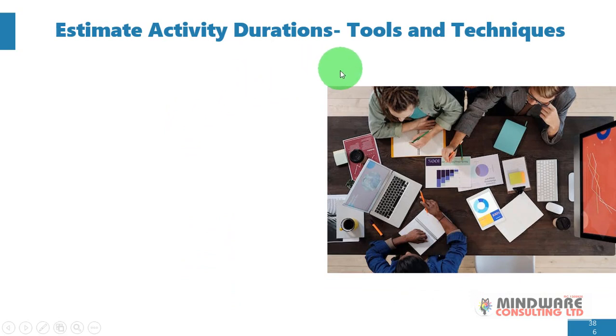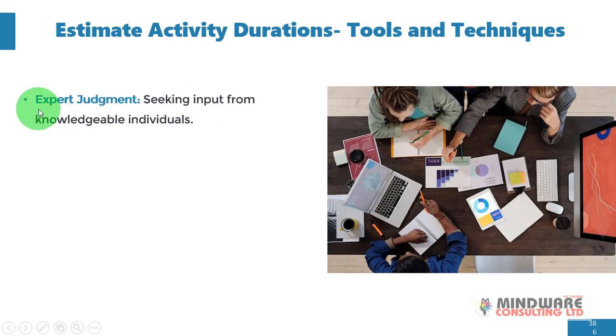And let's look at the tools and techniques that we use in the estimate activity durations process. Firstly is expert judgment. Expert judgment simply means seeking inputs from knowledgeable individuals, subject matter experts, and other professionals in that particular area, to get their inputs in order to get the best information that will help us make informed decisions about the activities.